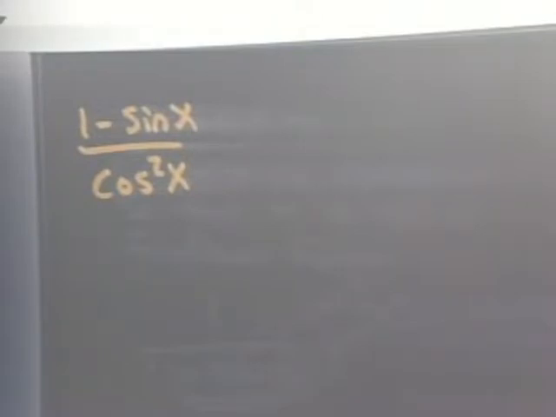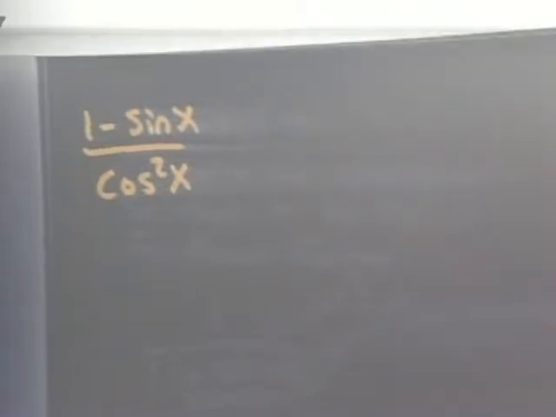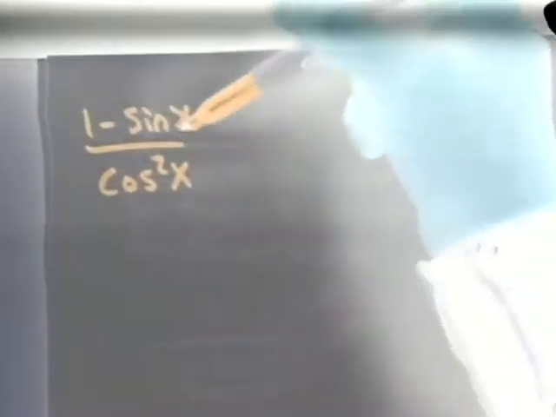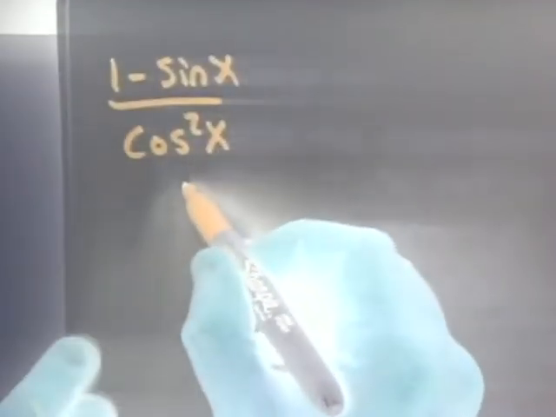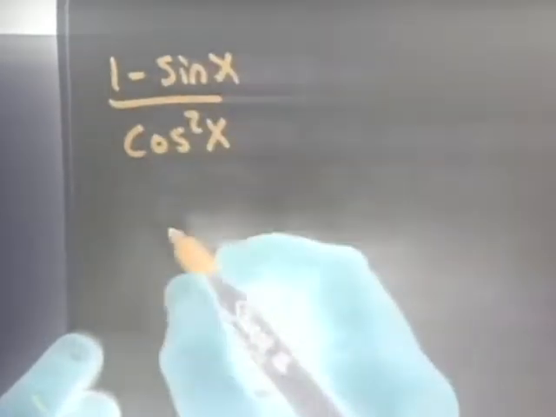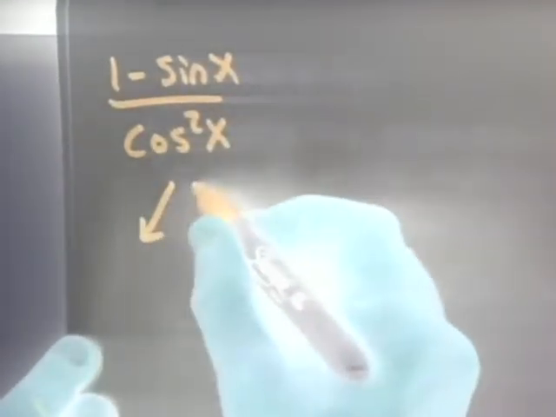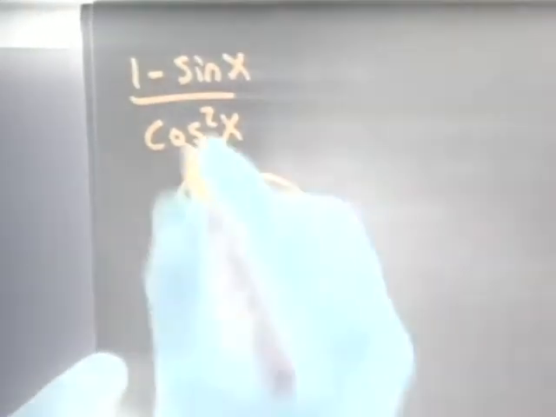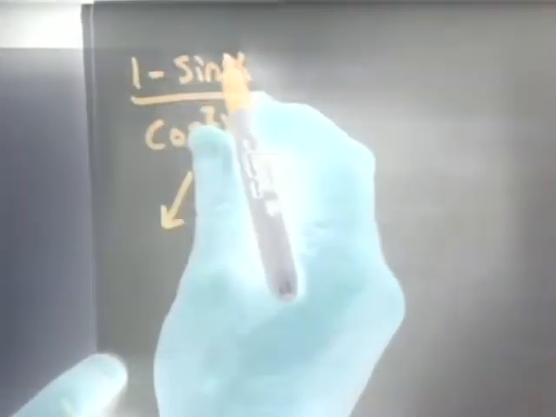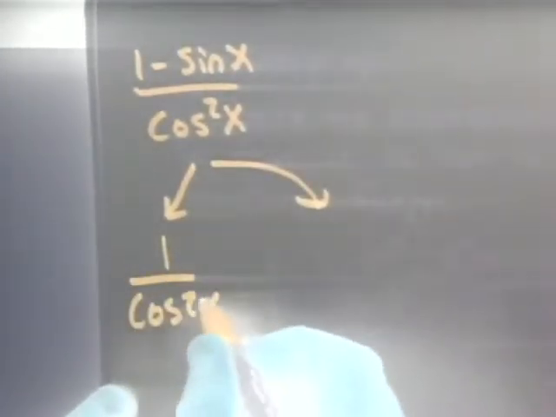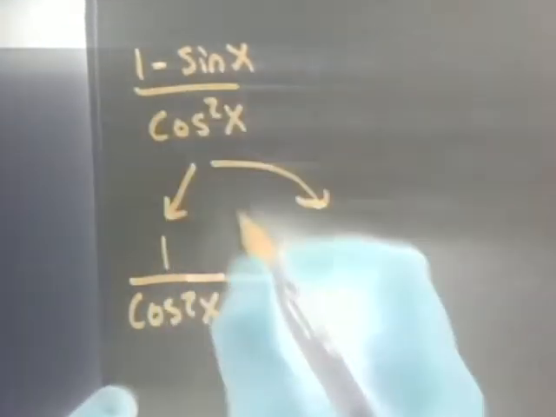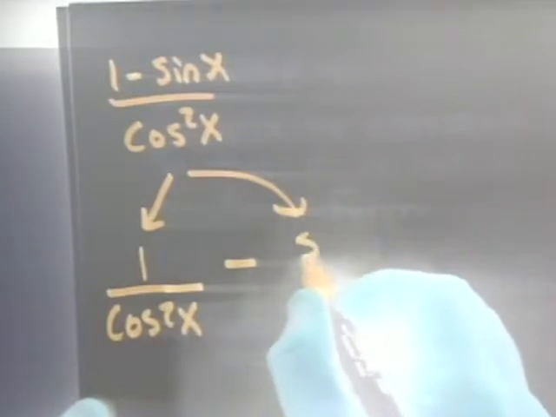According to the book, what they do is they split the fraction. Now, the thing that makes it a little tougher is that on the top you now have 2 pieces, and on the bottom you have 1. That's good sometimes and bad sometimes. But what we can do is, if you have 1 minus sine x over cosine squared x, you can split it into 2 fractions: 1 over cosine squared x, and then the minus, and then sine x over cosine squared x, like that.